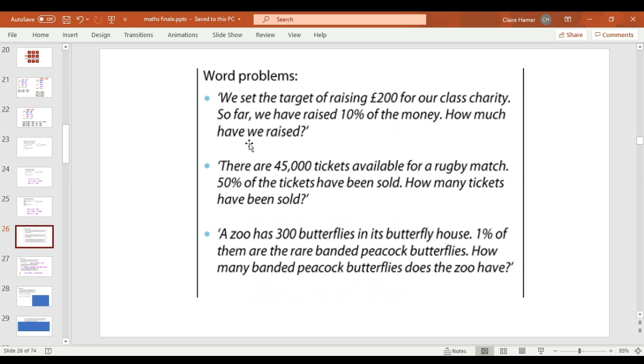Where were we? Here we go. So we set the target of raising £200 for our class charity. So far we have raised 10% of the money. How much have we raised? So for that question, you're going to need to work out what 10% of £200 is to work out how much has been raised. I'm sure you can do that. Pause the video and complete the 3 questions.